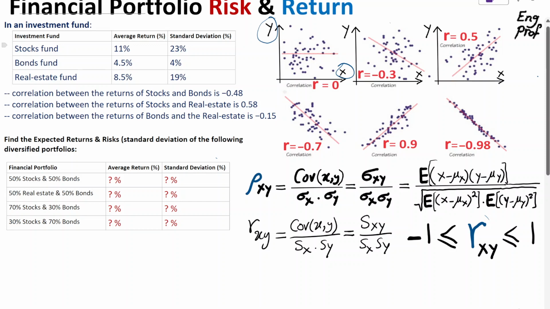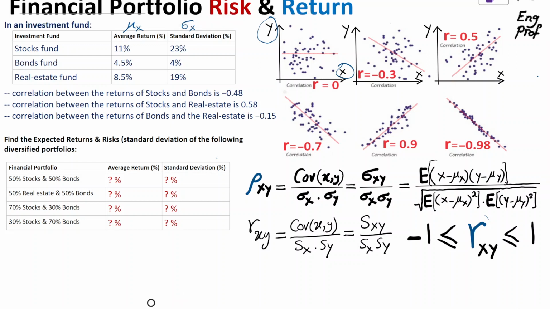So with that in mind, let's proceed with this example in which we have an investment fund that already has this information: the stock fund has an average return, or mu of X, of 11%, and a standard deviation, or sigma of X, of 23%. So that information we already know. And the same goes for bonds and for the real estate fund. For these funds, the information for the average mu, or expected value, and the standard deviation is available as listed in this table.